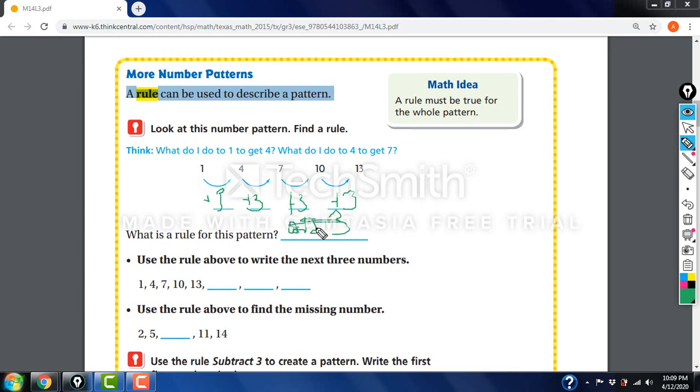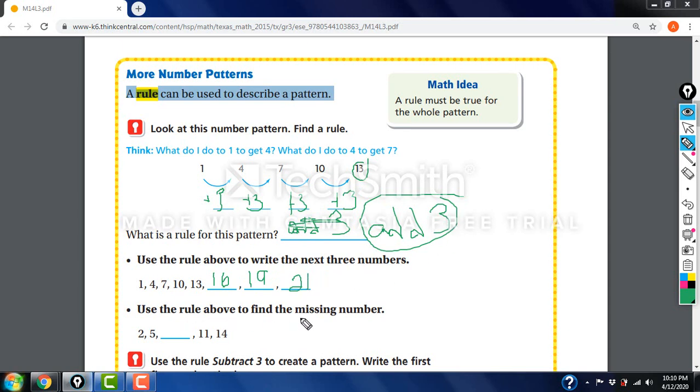The rule is add 3. This is the rule here. We add 3. So use the rule above to write the next 3 numbers. The next 3 numbers. What do I do to 1 to get 4? I add 3. We left off here, so finish this one off. 13, I add 3 is what? 16, I add 3, 19, I add 3, 22. So here we applied this rule.